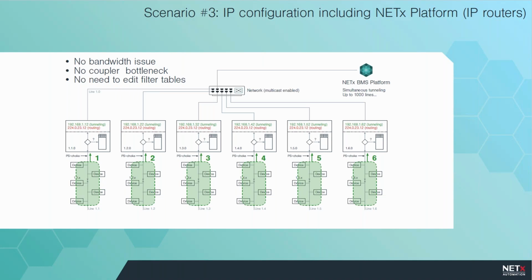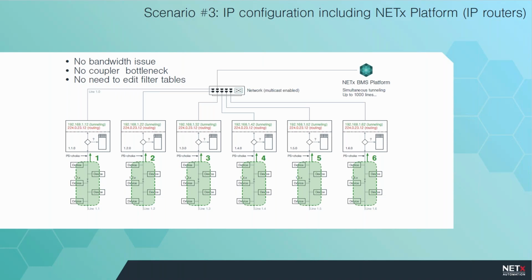So it's very, very important to understand this, and imagine that the BMS platform can connect up to 1,000 lines and even more, giving you the possibility to solve any kind of KNX project. So it's very, very important.